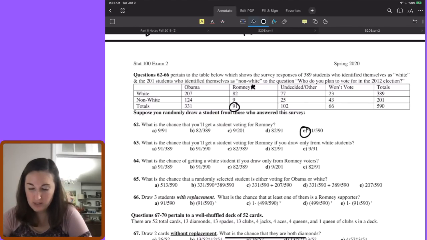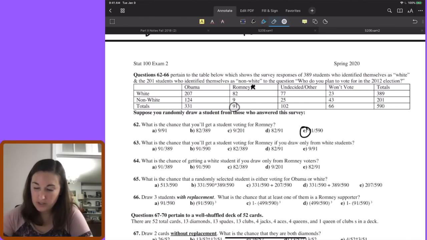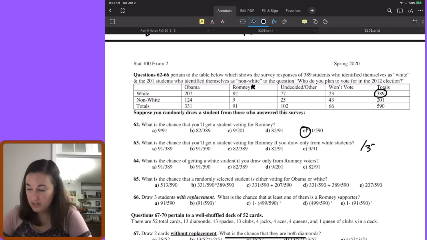And then 63 says, what's the chance you'll get a student voting for Romney if you only draw from the white students? So let's see. So now I'm only drawing from these 389 white students. So that's going to be my denominator. What's the chance I'll get them voting for Romney? Should be 82.